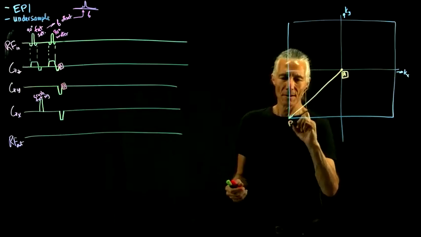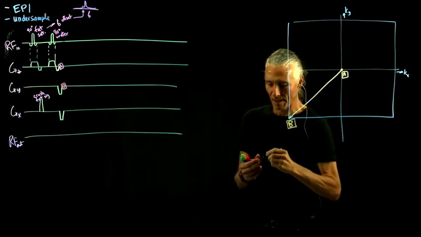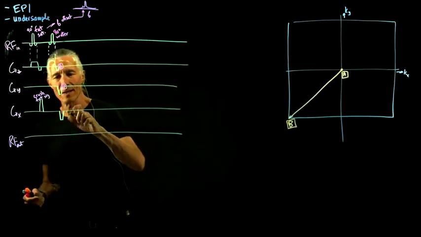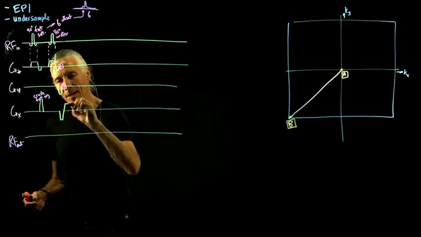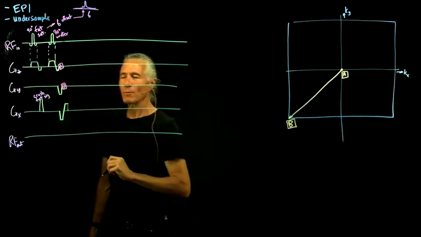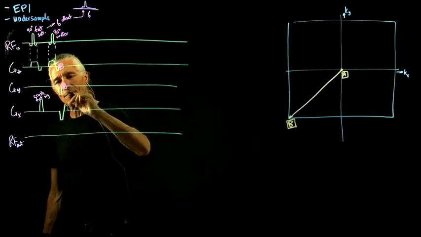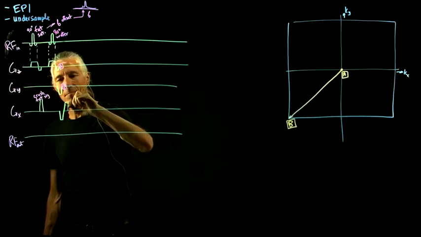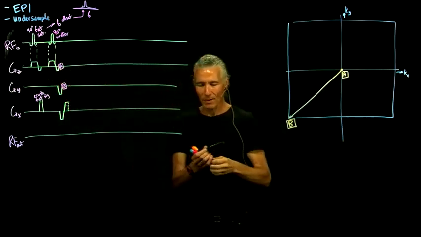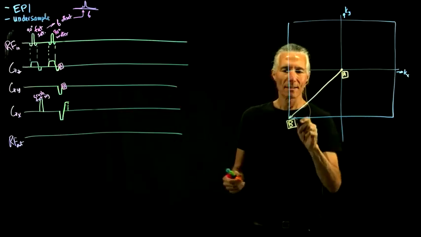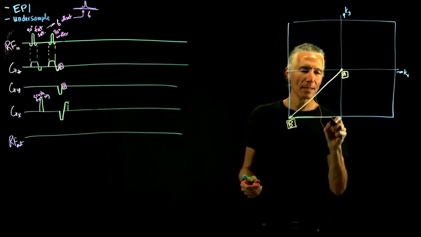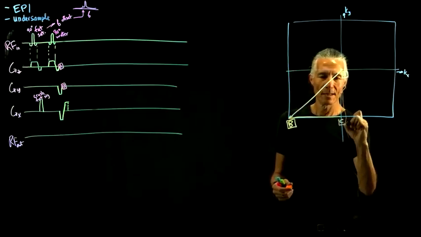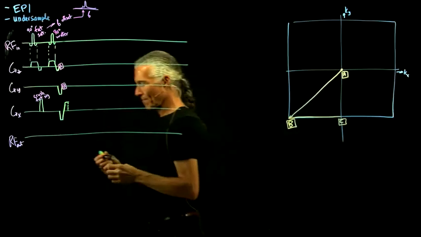So now we're down here. And then we reverse this gradient, and after we've essentially done the exact reverse of that gradient like that, we will go back across K space. So we'll go back across K space and get an echo. So at this point, at point C is when the echo will occur.